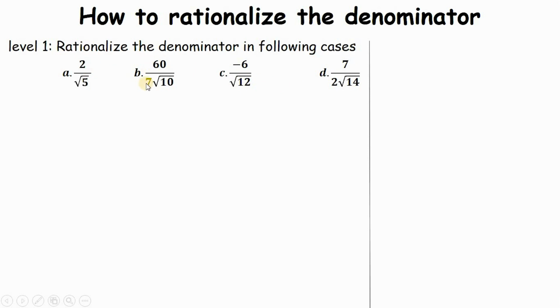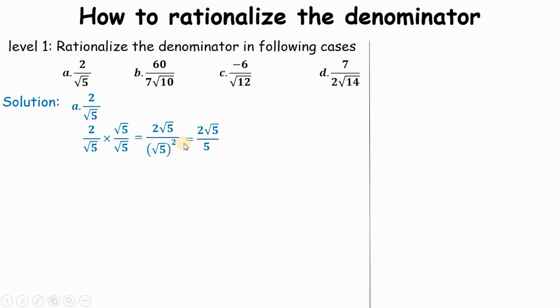I'll do the first 2 examples, and I want you to do the third and the fourth examples. Okay, we'll start with A, that is solution. A equal to 2 by root 5. Now here the rationalizing factor of square root of 5 is square root of 5. Therefore we'll multiply both the numerator and denominator by square root of 5. So you'll get 2 into root 5, and square root of 5 into square root of 5 is square root of 5 square. So you'll get 2 root 5 by 5, as square and root get cancelled. Therefore this is our required answer.